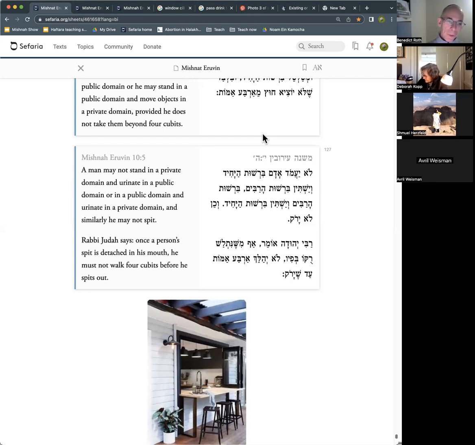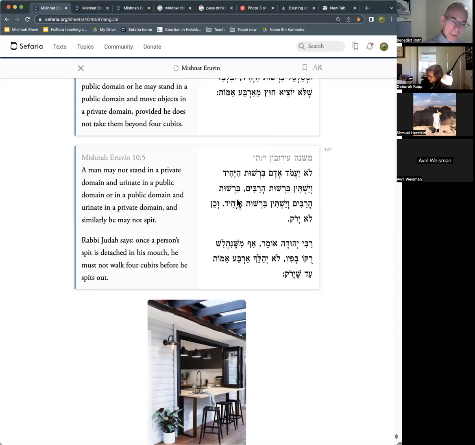And so if you've walked 4 amot and you haven't spat out, you've effectively left your personal space. That seems to be what Rabbi Yehuda is talking about, at least in terms of his spatial reasoning in this Mishnah. And even though the halacha doesn't go according to Rabbi Yehuda, I think the spatial reasoning is something that we've seen elsewhere and is worth hanging on to.